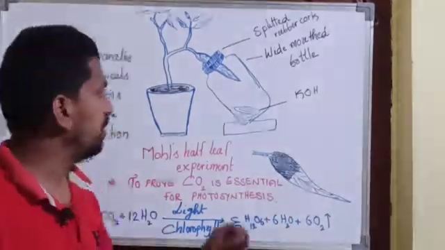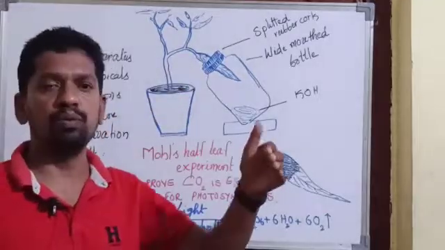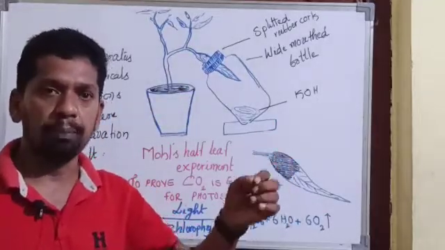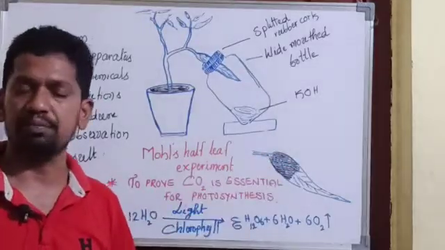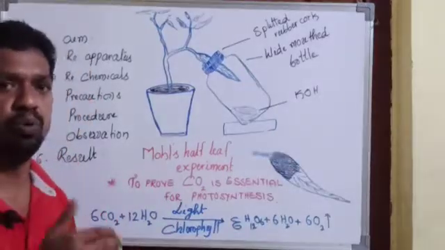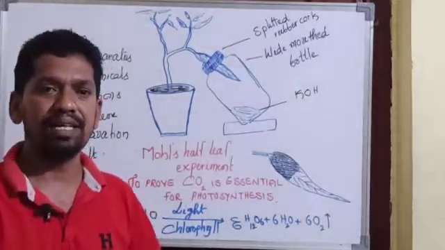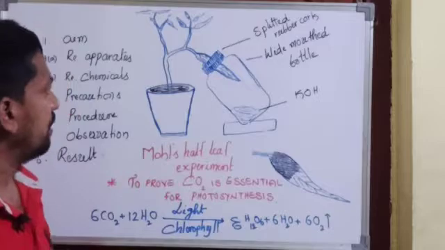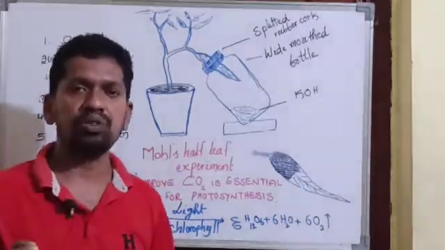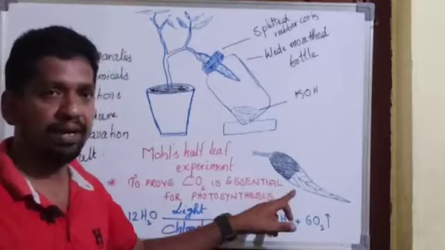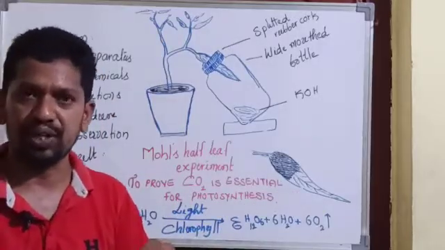After 3 hours, remove the bottle, detach the leaf, and transfer it into a test tube containing methylated spirit. Keep it in a beaker containing water and boil for some time. Finally, the leaf becomes soft and colorless as the chlorophyll dissolves in the methylated spirit. Then, with the help of forceps, take the leaf out and stretch it in the petri dish. Then add a few drops of tincture iodine. Then observe it.